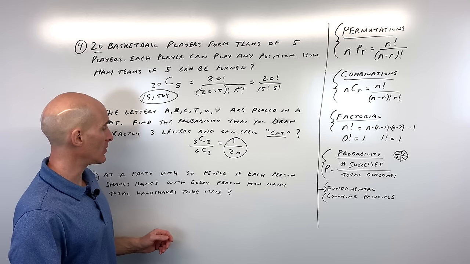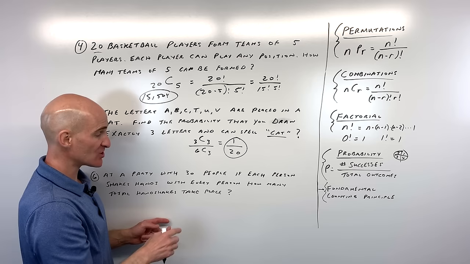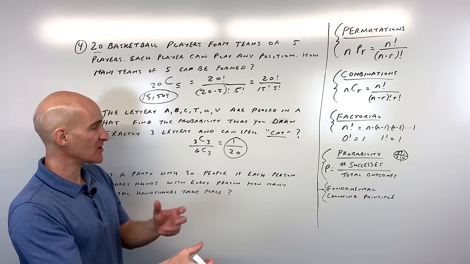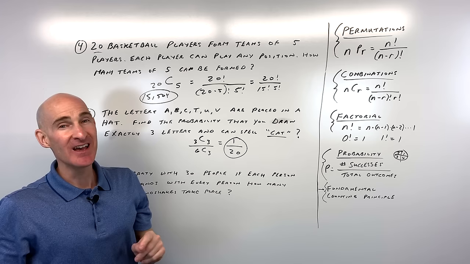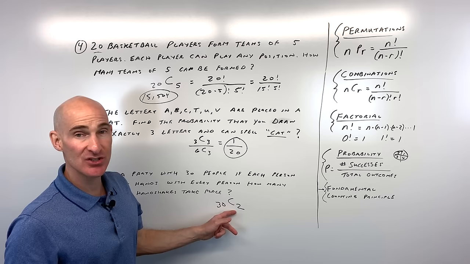Number 6 here, it says, at a party with 30 people, if each person shakes hands with every person, how many total handshakes take place? Okay, this is kind of a common problem, but imagine you're at a party and you're trying to shake everybody's hand. See, the thing is, when 2 people shake hands, how many handshakes is that? Well, it's just 1, right? So you don't want to double count. And so what we're thinking here is, out of 30, how many ways are there of choosing 2? Okay, so 30C2. So A and B, B and A, that's the same 1 handshake. So that's why we're not treating it like a permutation, but rather a combination.